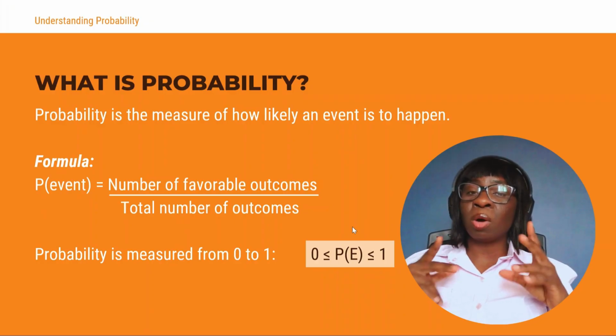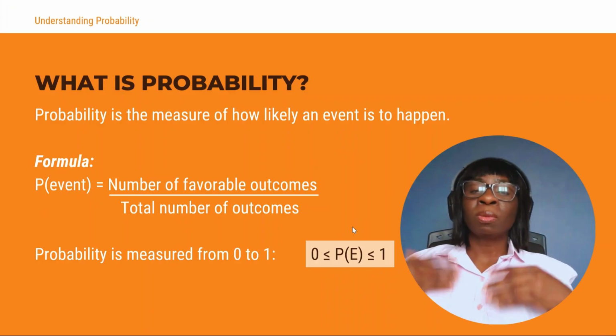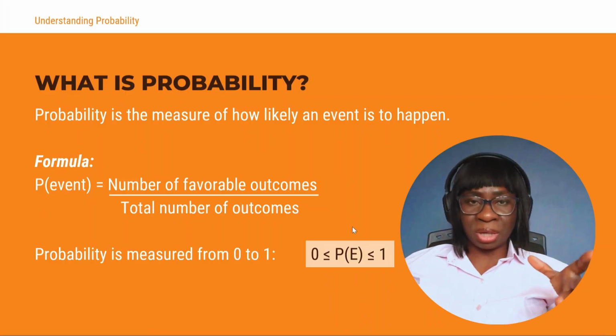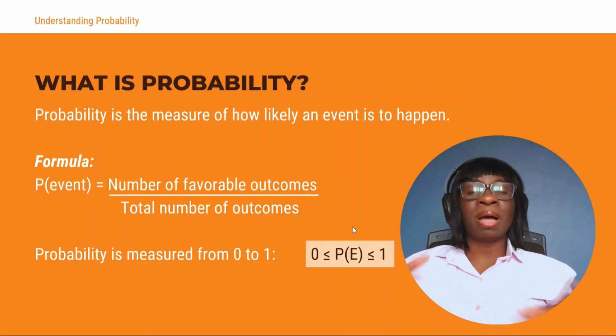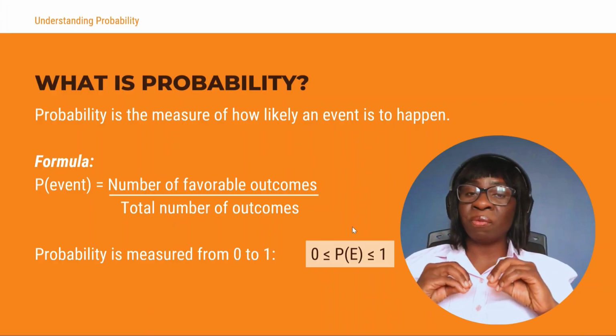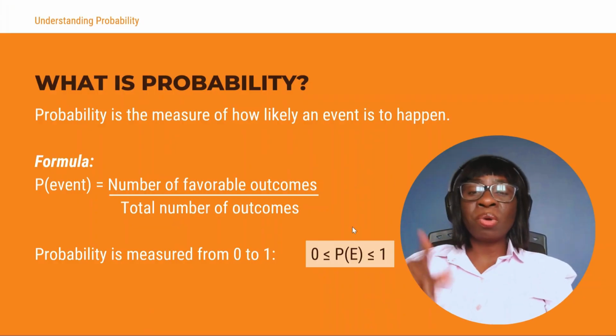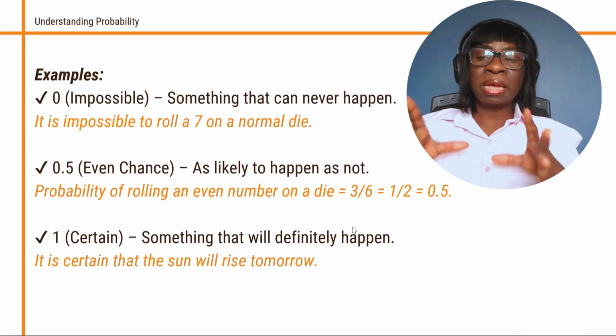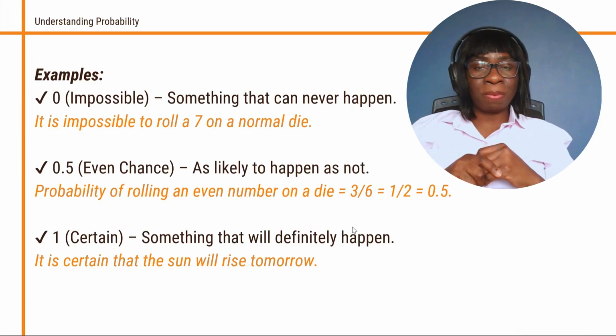And probability is always measured from 0 to 1. Sometimes it is written as a fraction, other times it's written as a decimal. So 0 is always less than or equal to the probability of an event happening, and then it is always less than or equal to 1. Here are some examples of probability.